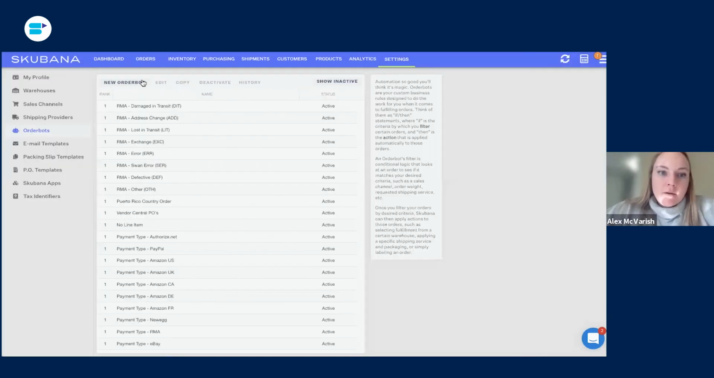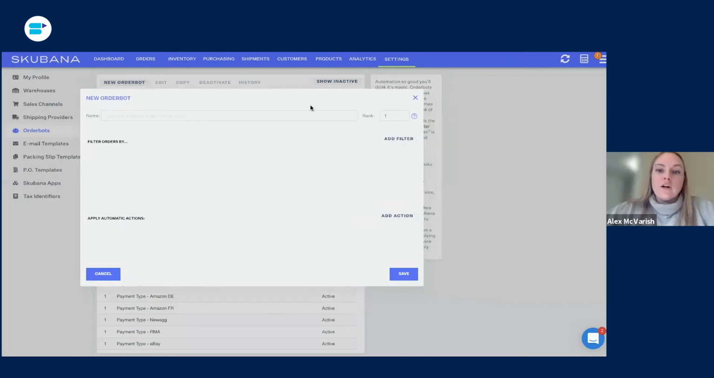In terms of automation, one thing that Skubana offers that's really vital to our customers' success is order bots. So order bots are essentially automation rules. Automation rules can be set up and configured by you, the user. Some of our really common ones are used to route orders to various warehouses, which we can do based on stock availability, by state, by SKU, etc.